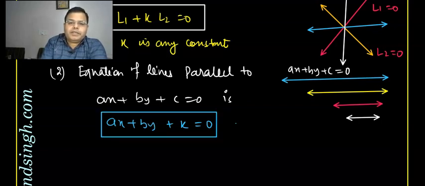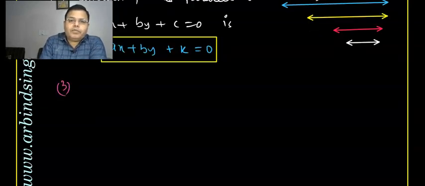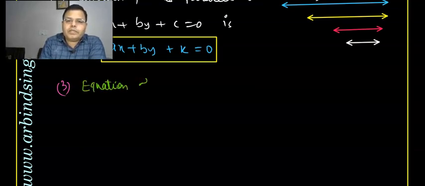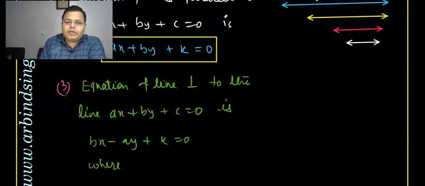Now the third type is the equation of a line perpendicular to the line ax + by + c = 0, which is bx - ay + k = 0, where k is any constant. That also has a constant k. So how to deal with this?